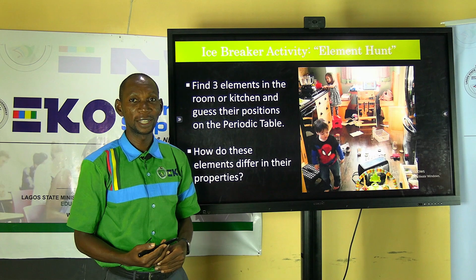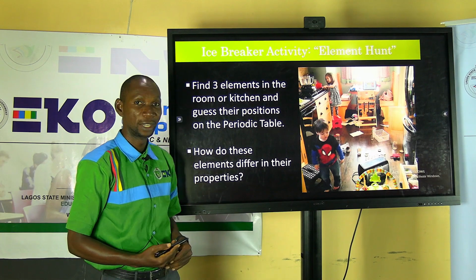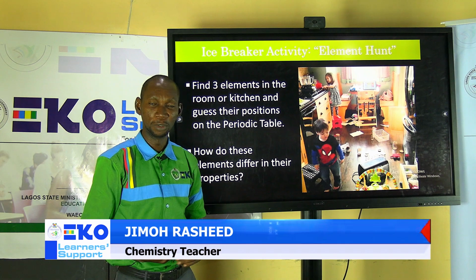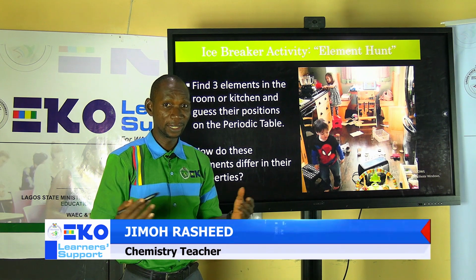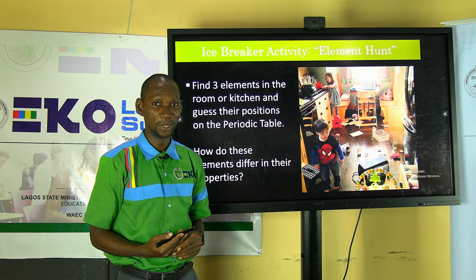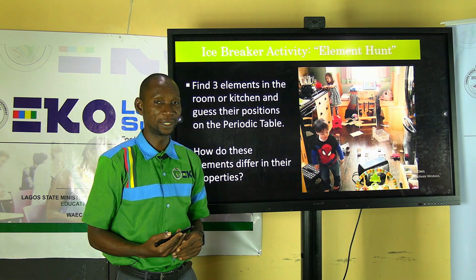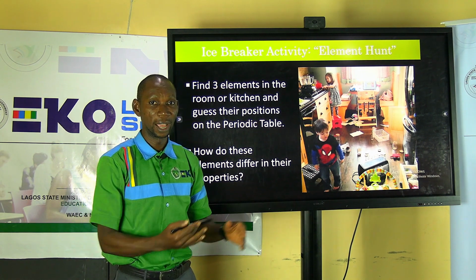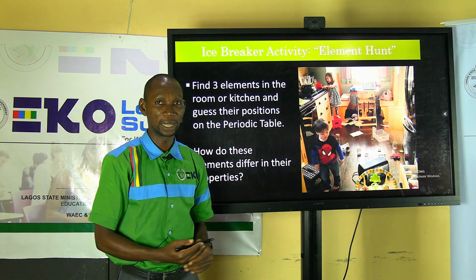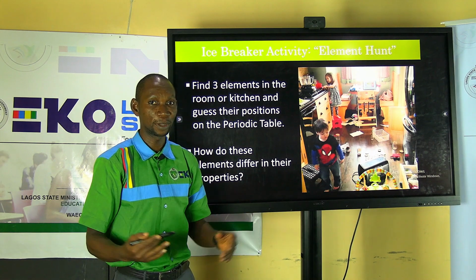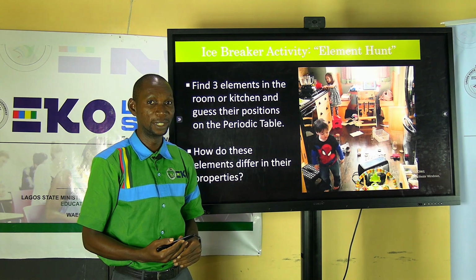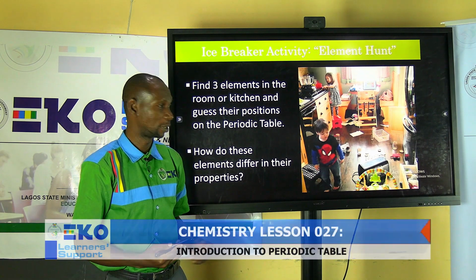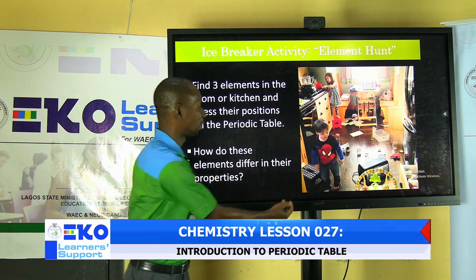So, what is the answer to the second question? How do these elements differ? Oh, you also said that there is air in your room. That air contains oxygen, which you breathe in. That is a gas. The aluminum pot, that is a metal. So, these are some of the ways that elements differ. I hope you're itching to find out what more we have in stock.